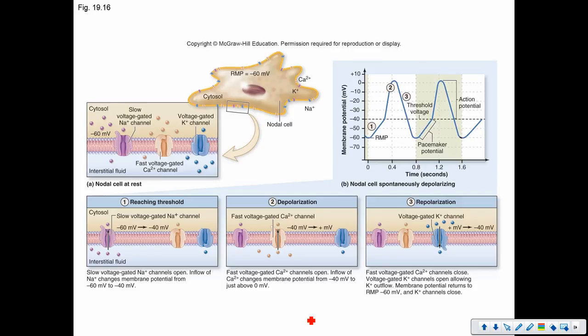These cells are perpetually leaky to an ion, which is sodium. Now, normally, the inside of these nodal cells is a negative environment, and it has a negative charge to it. It has a resting membrane potential of minus 60 millivolts, which you see on this picture.